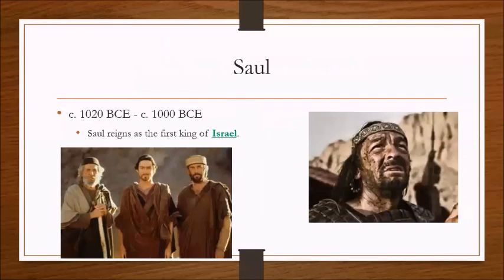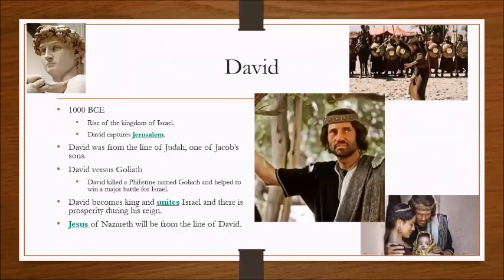All right, so moving forward, we're going to see the rise of Saul. He's the first king of Israel. And after Saul, we get David, the whole David and Goliath story. He's going to rise from being a shepherd to becoming a king in Israel. And that, of course, is going to lead to stuff dealing with Jesus Christ, who is actually a descendant blood-wise from David.